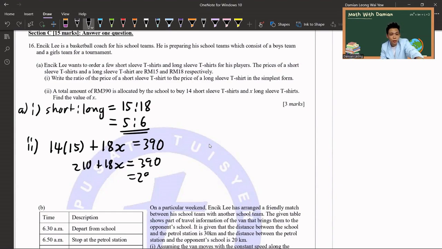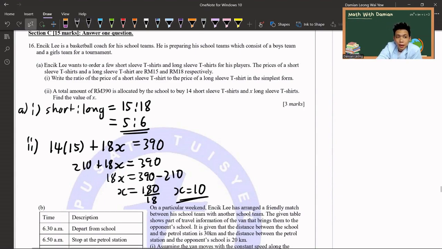Bring over the 210, and minus, plus opposite minus, so I get 180. Carry out 18 times opposite, divide. X will be 10. That's the value of X. Yeah. So it's ratio and forming a linear equation in one variable. So these are basically Form 1 contents.